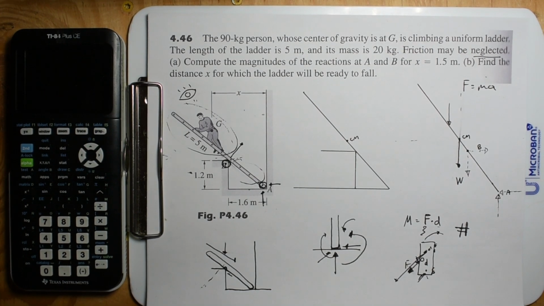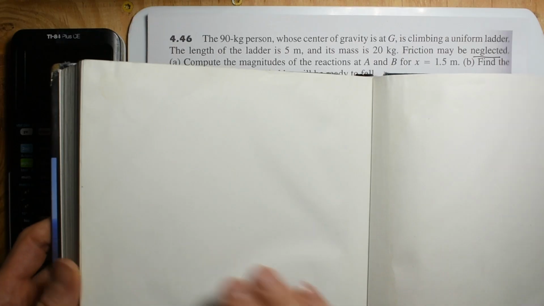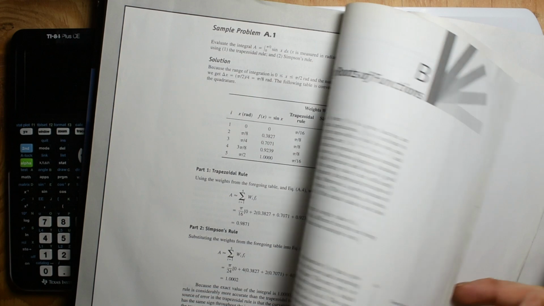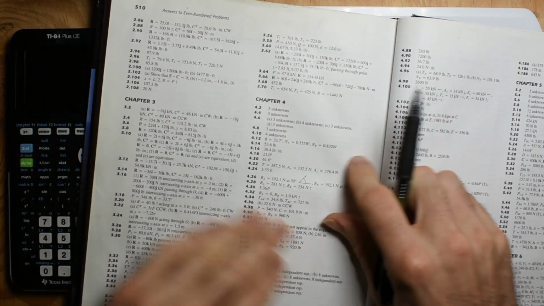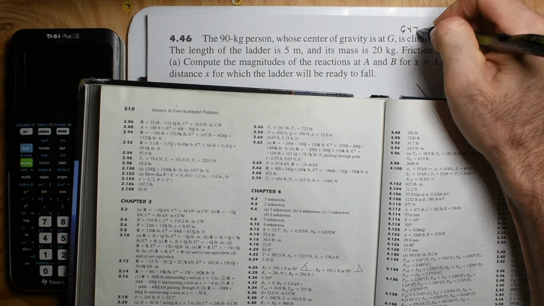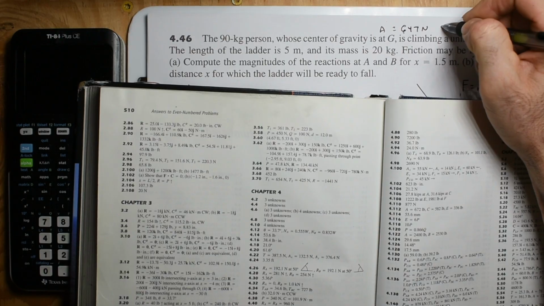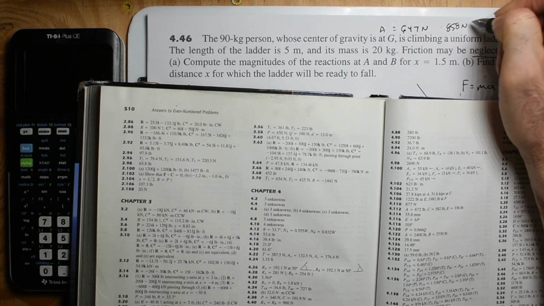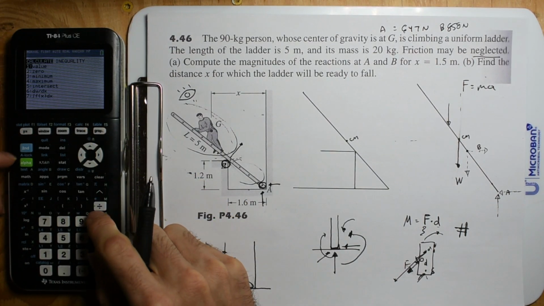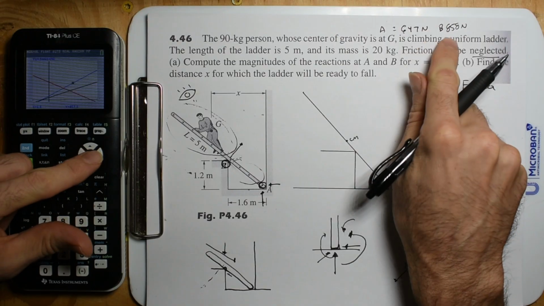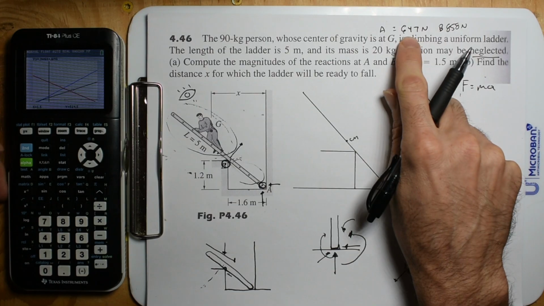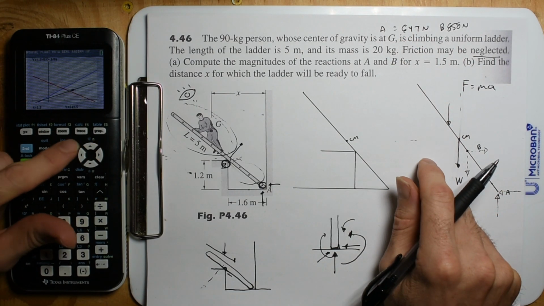Alright, hell yeah, I totally forgot to even check the back of the book for the reactions at that 1.5. So we got 4.46. Alright, booyah. 4.46. We have 647 newtons, that's at A. And then we have 858 newtons, that's at B. Alright, sweet. So we're going to pull up our graph, value 1.5, and we have 858. And then we have, we're a little bit off.